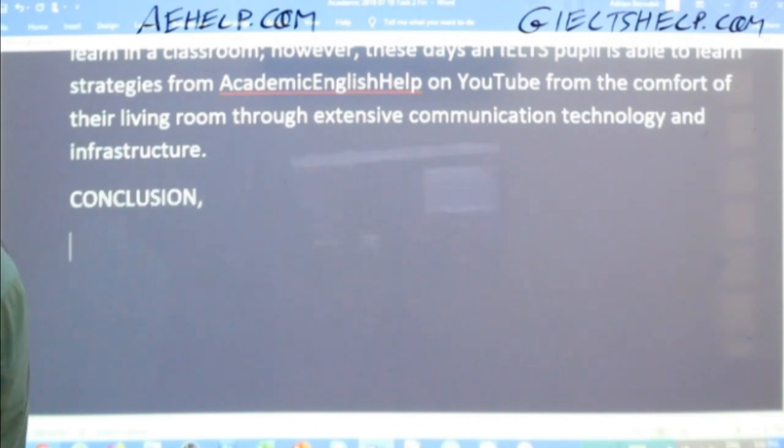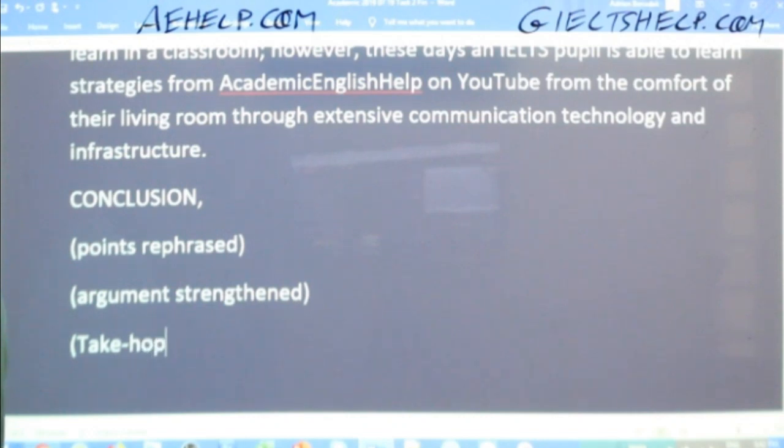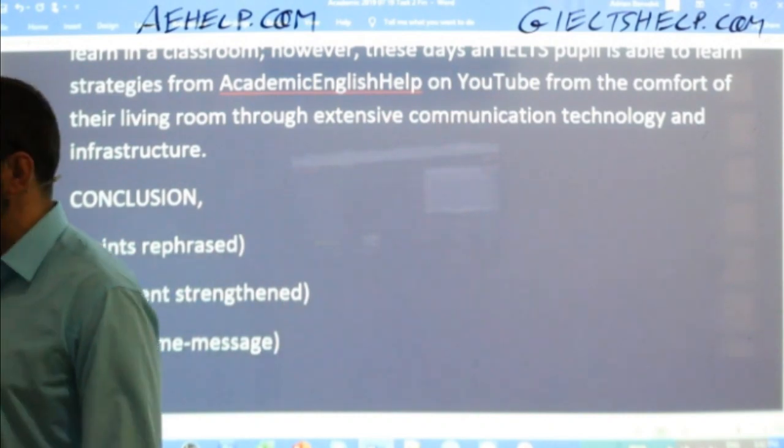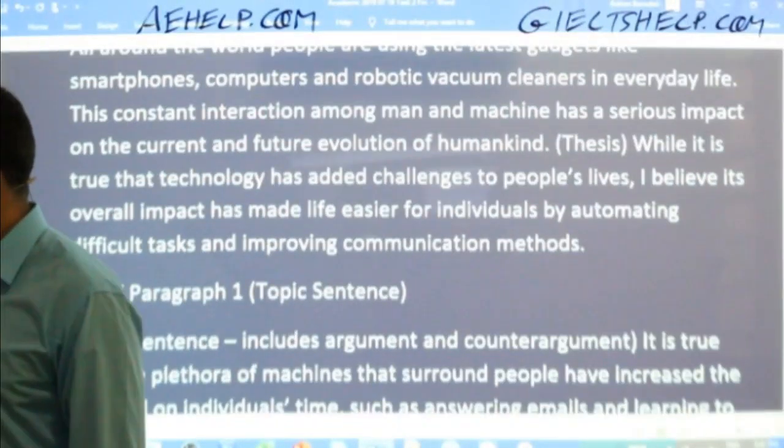Now the conclusion has the points rephrased. Okay? It has the argument strengthened. And then it has a take-home message. So there are 3 parts to a good conclusion. So what are the points that we've made in this essay? And the points, you can just look at the thesis. So here's the thesis.